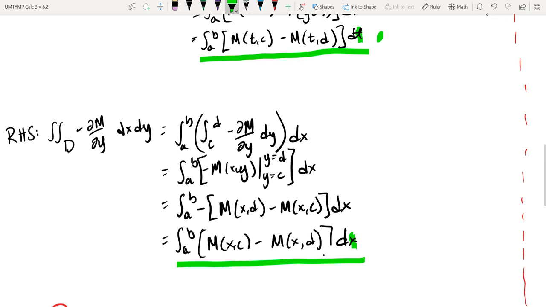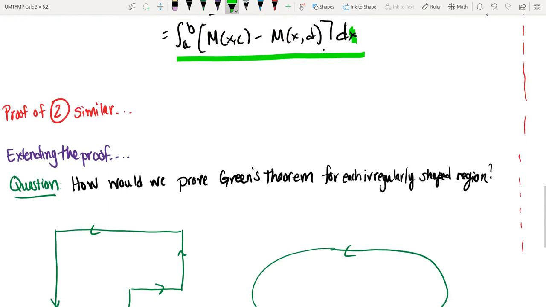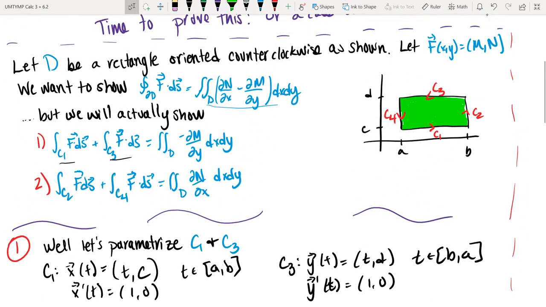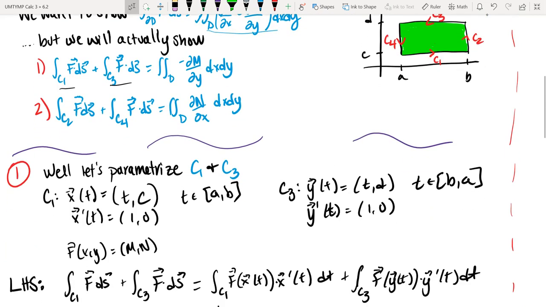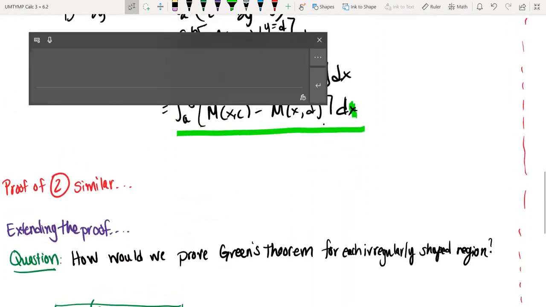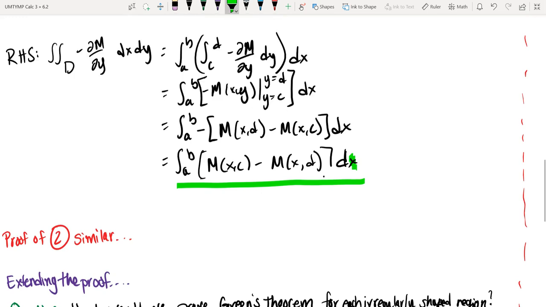Okay, so we've done the proof, and for the second part, we said we had to put the two together. Number two, you can do the same thing, change the parameterization and go through the same steps, and you'll get the same answer. So 2 is going to hold, and that's the proof.